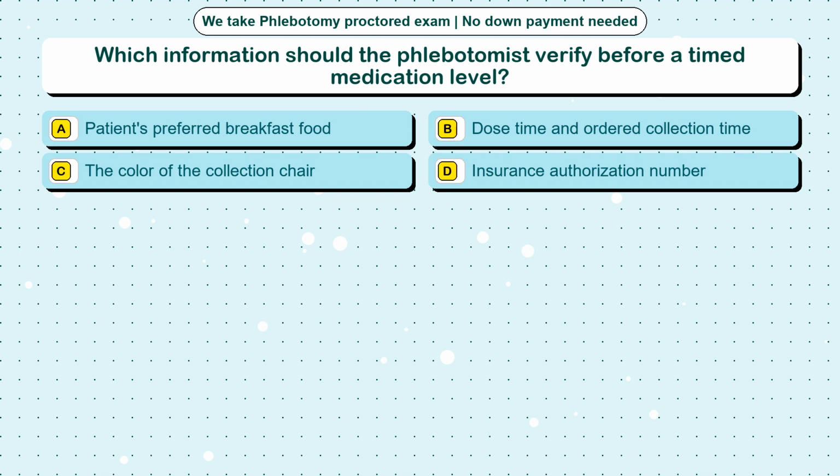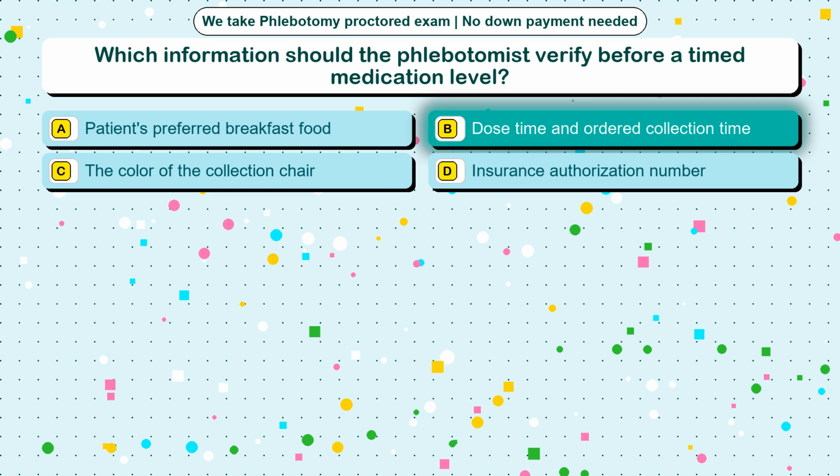Option A, patient's preferred breakfast food. Option B, dose time and ordered collection time. Option C, the color of the collection chair. Option D, insurance authorization number. The correct answer is option B, dose time and ordered collection time.